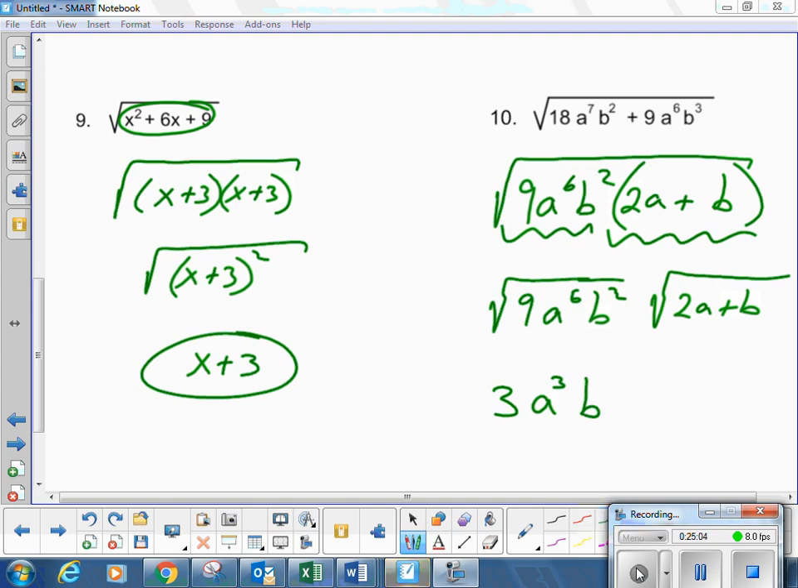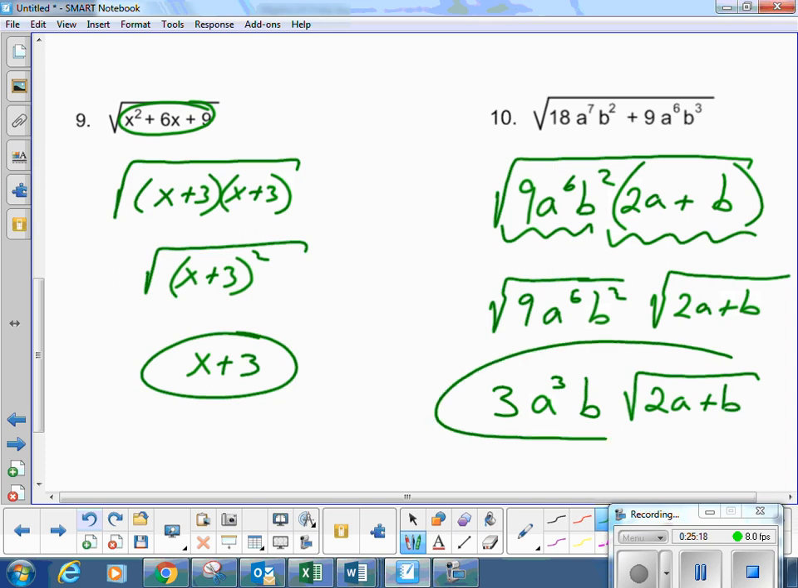On this right-hand side, I've got two separate pieces that, again, are added to each other. So I can't split that radical in any way. The only thing I can do is just leave it the way it is. Nothing else can reduce there. This just stays 2a plus b. And that is the final answer.